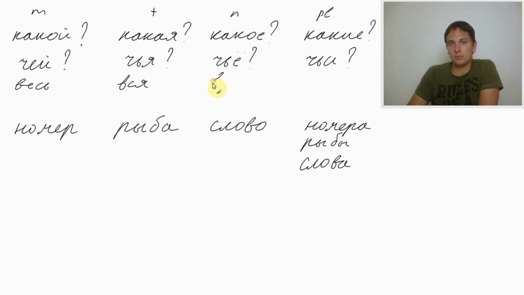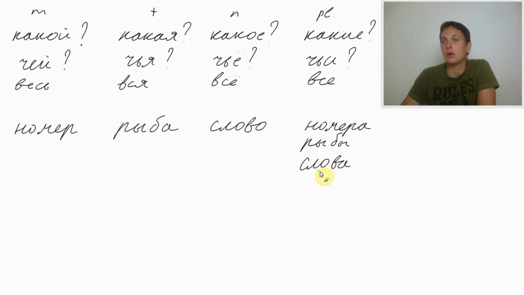Все слово. Well, and for plural we have все. Все номера, все рыбы, все слова. All numbers, all fishes, all words. Все слова, all words.